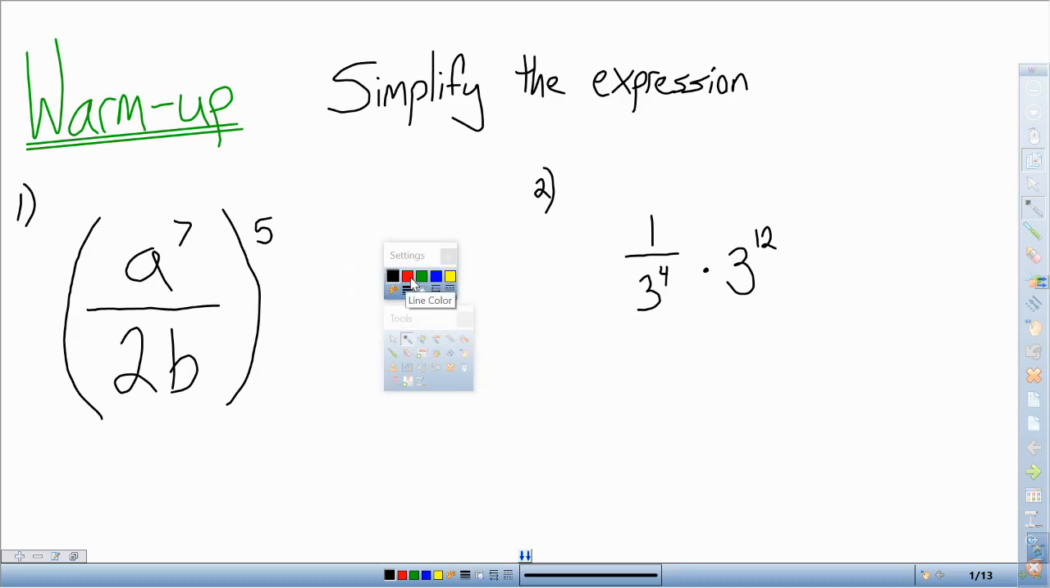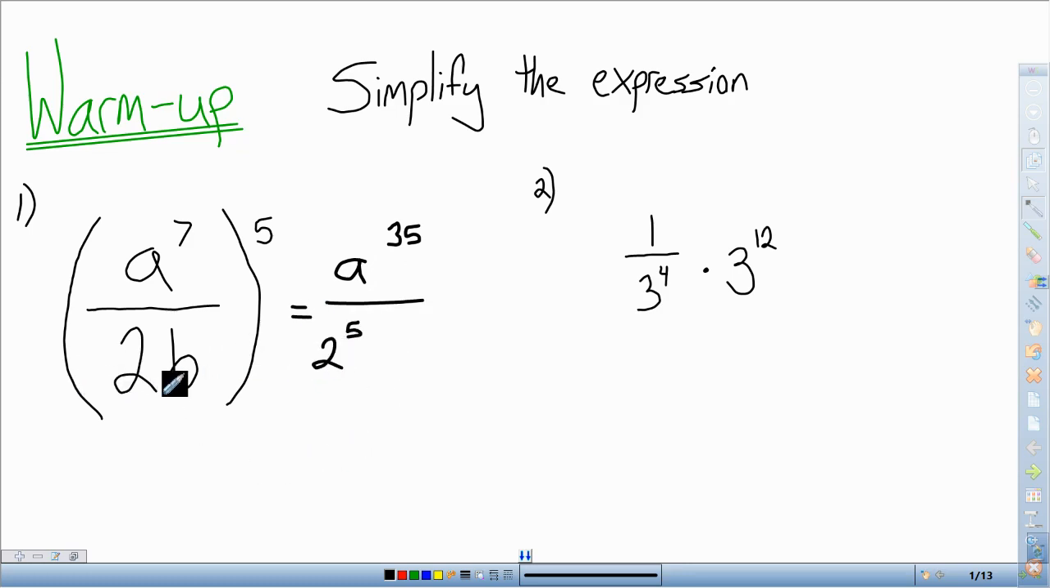Okay, so on number one here, we have this power of 5 on the outside. You guys remember if there's an exponent on the outside of parentheses, that's always where you'll start. So remember that power of 5 gets applied to everything in here, the A, the 2, and the B. All right, so let's go ahead and do it. So a to the power of 7 to the power of 5, power of power always multiplies. So we're getting a to the power of 35. Down on the bottom, this 2 is getting the power of 5. And this B is also getting the power of 5.